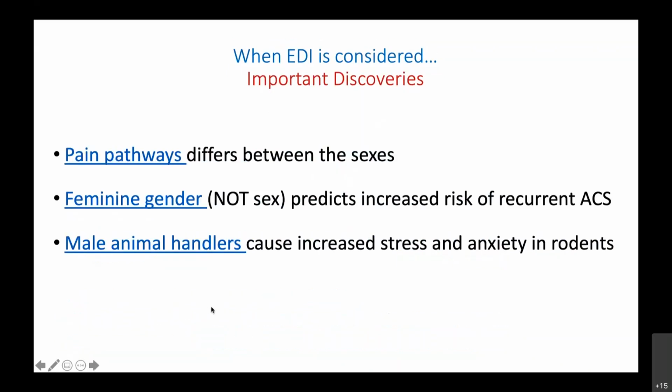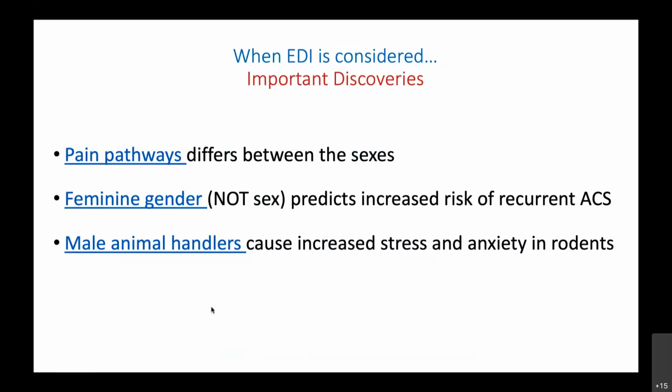So what does all of this lead to? I just wanted to share some of the important discoveries that have been made when EDI, in this case specifically sex and gender, are considered in research design. These are specific to science, but I encourage you to search the literature in your own fields and find out what the history is and what important discoveries have been made.